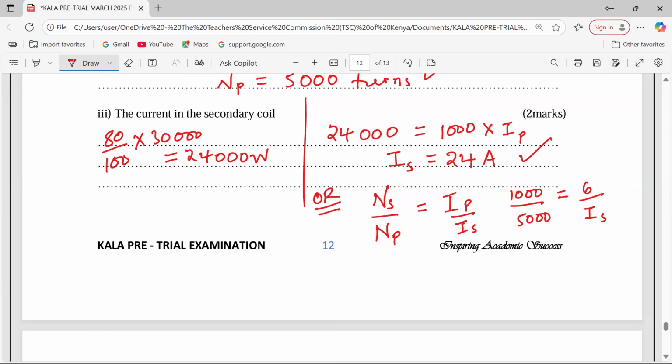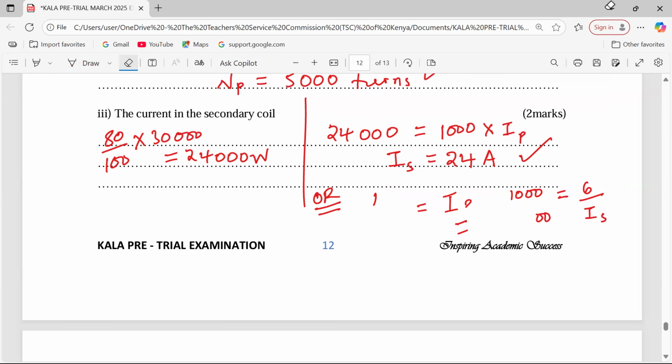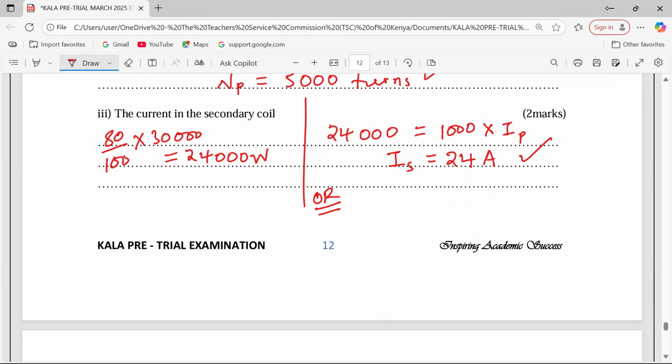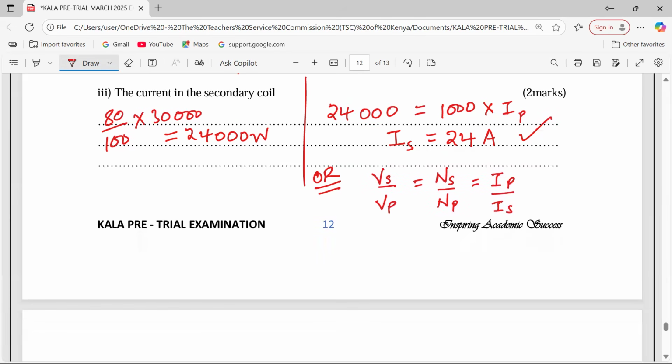But we should know this. Actually, I'm just going to give you the relation according to turns ratio and current, so that it might help you to work out some things. So we're talking of voltage in secondary over voltage in primary equals number of turns in secondary over number of turns in primary, which is equal to current, interchanged now, current in primary over current in secondary.